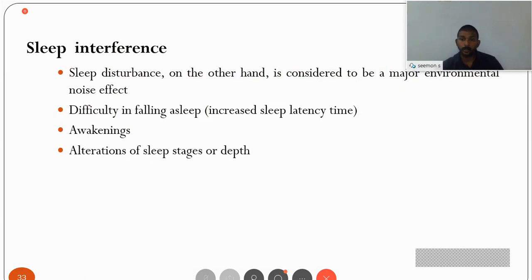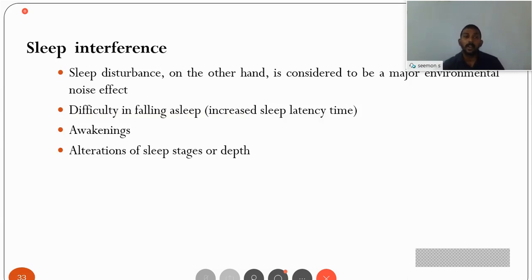Studies show difficulty in falling asleep with noise exposure near a railway track. If the house is near the railway track, the people's falling asleep will get late. That means they cannot go to sleep on time. And next is awakening: if a train passes with higher noise, surely he will awake and his sleep may get disturbed.